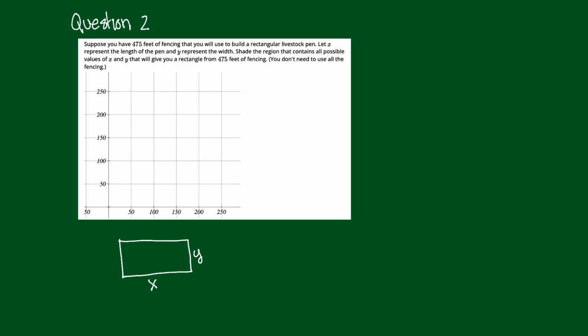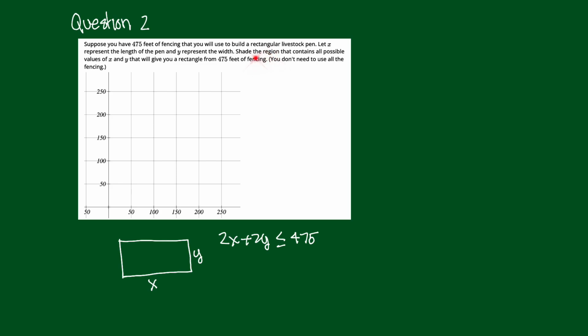Now, what do we have? We know that the amount of fencing we have is 475, and that's got to go all the way around. So right now we know this: 2x plus 2y, right? We have 2 x's and 2 y's. Add them together. This has to be less than or equal to 475 feet. Because what we want is this: shade the region.